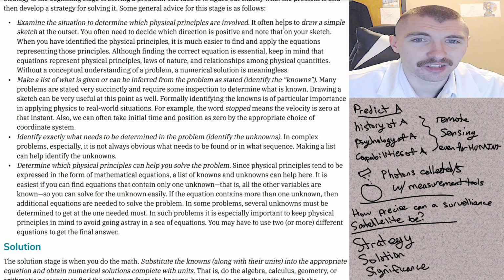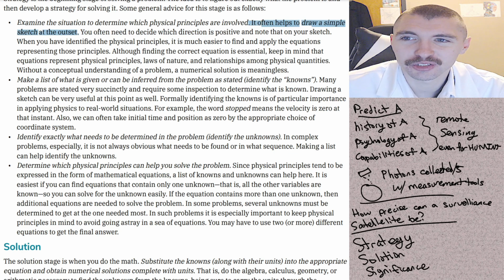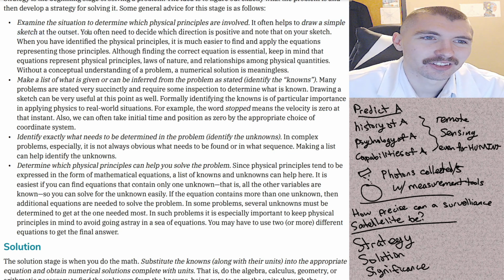All right, so it often helps to draw a simple sketch at the outset. So as I did, simple sketch. You often just need to decide which direction is positive and note it on your sketch.